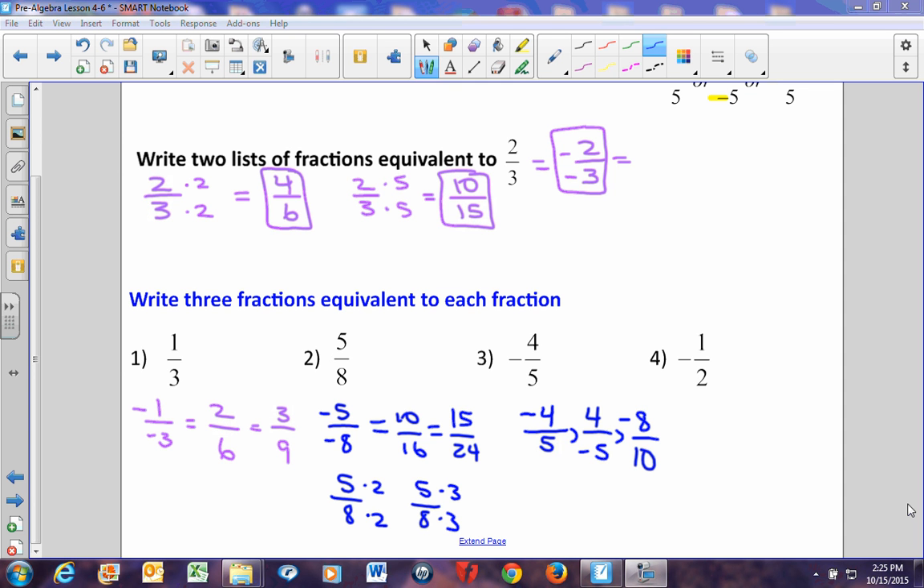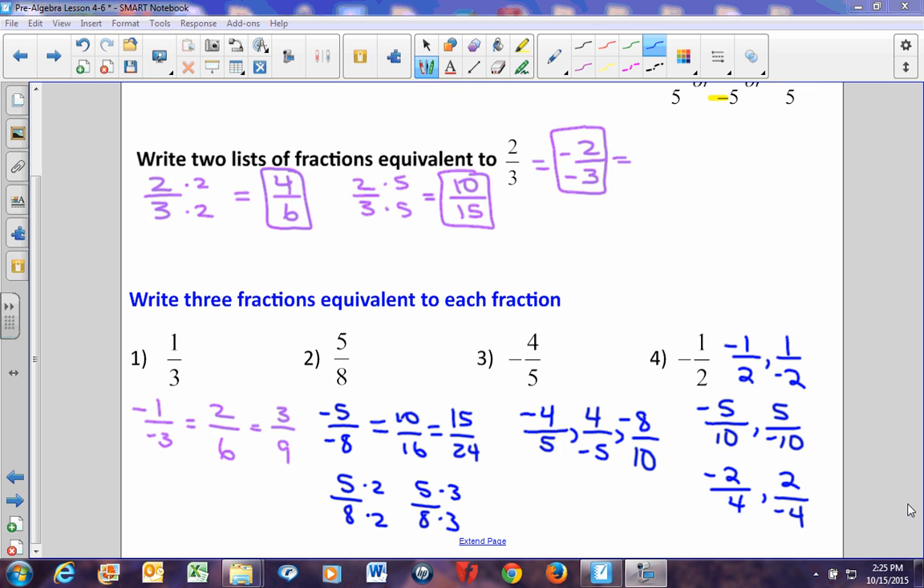And the last one, negative 1/2. I could put negative 1 over positive 2, or I could put positive 1 over negative 2, or I could multiply both the top and the bottom by 5, and I would get negative 5 over positive 10, or I could get positive 5 over negative 10. Or I could multiply it by 2, I'd get negative 2 over positive 4, or I could get positive 2 over negative 4. Look, how many equivalent fractions I have there. I have 6 of them, and it didn't even take me very much time.